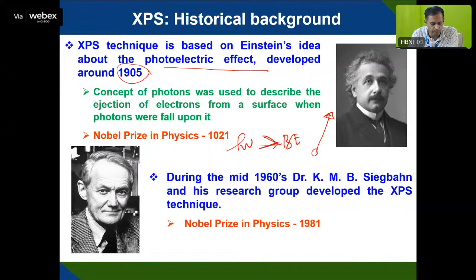Because of this photoelectric effect, Einstein got the Nobel Prize in 1921. It is written 1021 on the slide, but that is a mistake. During the mid-1960s, Dr. Siegbahn and his research group developed XPS techniques. So XPS was developed later in the 1960s, though the principle was developed much before.